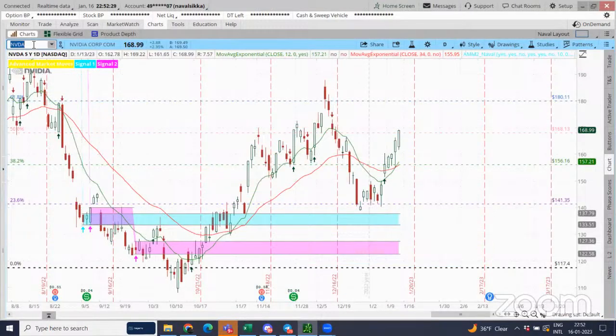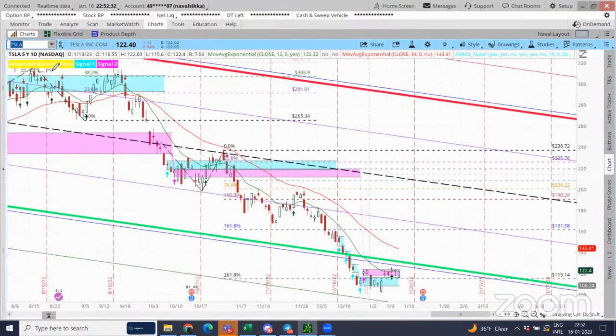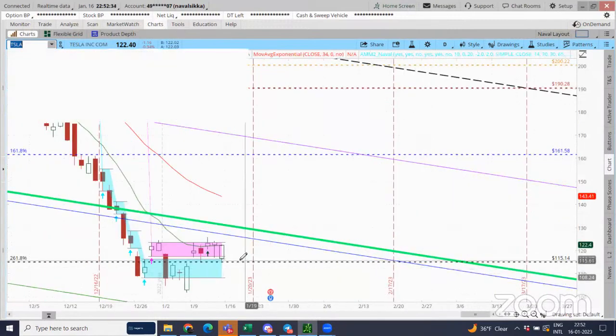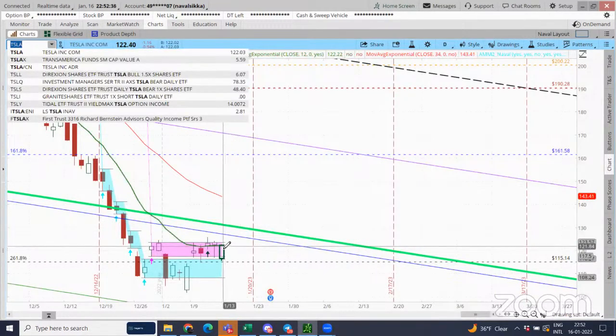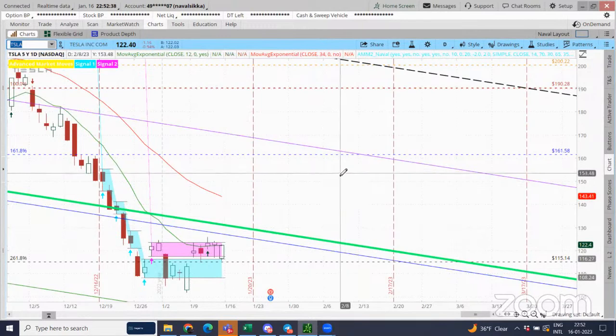Tesla. Tesla is trying to regain the 12 EMA back to back. Now, I don't know what will be the reaction of the market since they did the price cut and the inventory of used car has been sold. I really don't know the reaction.